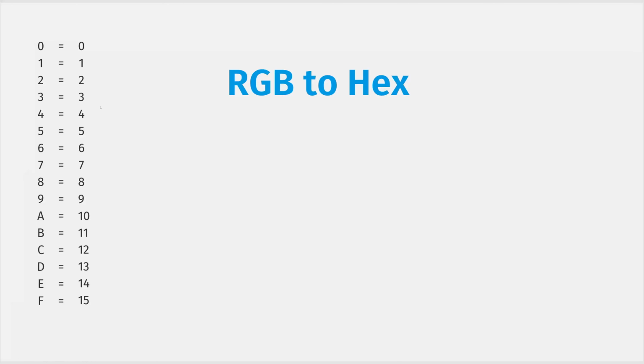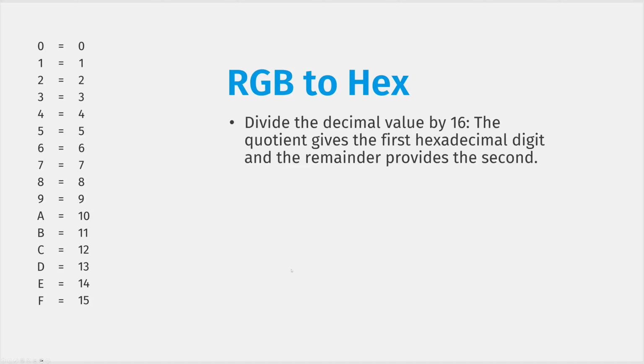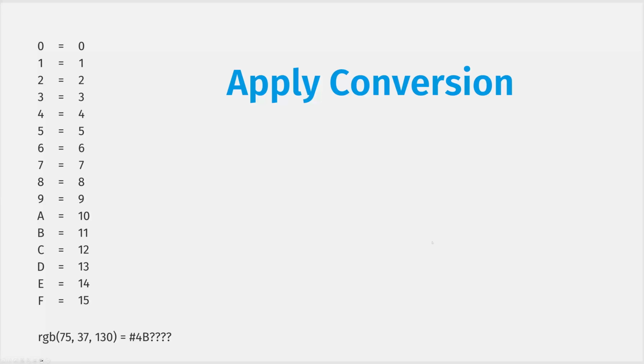So how do we use this? Let's do it like this. If I go from RGB to hex, I divide the decimal value by 16. The quotient gives the first hexadecimal digit and the remainder provides the second. So let's do this. Let us start with an RGB where red is 75, green is 37, and blue is 130. And then we'll apply the conversion. So let's look at this.